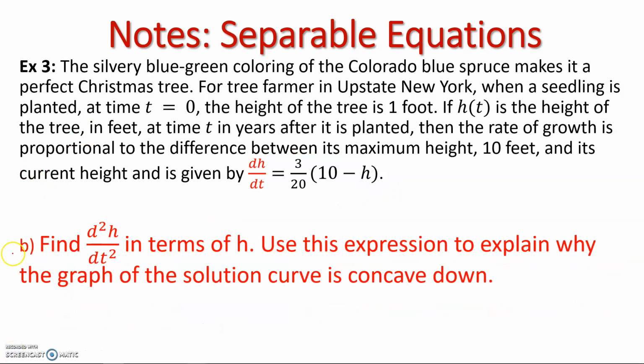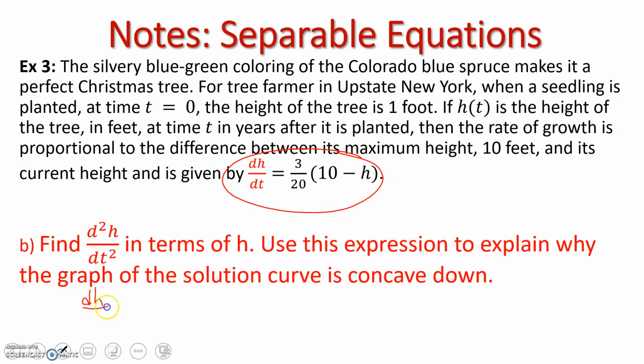All right, part B is wrong on the note-taking guide, so please take a close look at what's written in red here. So it says this: find the second derivative of our function in terms of h. Use this expression to explain why the graph of the solution curve must be concave down. So we have here our first derivative. We are going to find the second derivative by taking the derivative of the derivative.